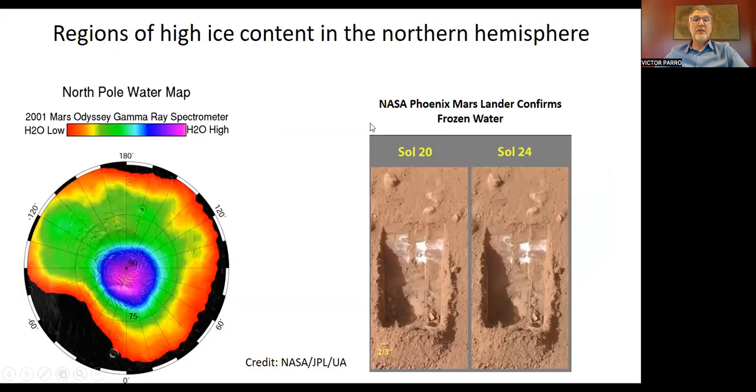We know, in fact, that there is a lot of water. From the Mars Odyssey gamma ray spectrometer, a huge amount of water has been detected underneath, mainly in the northern hemisphere. And the NASA Phoenix lander confirmed that the water ice was just a few centimeters below the regolith. So there is water on Mars, and it's clear that it is still there.